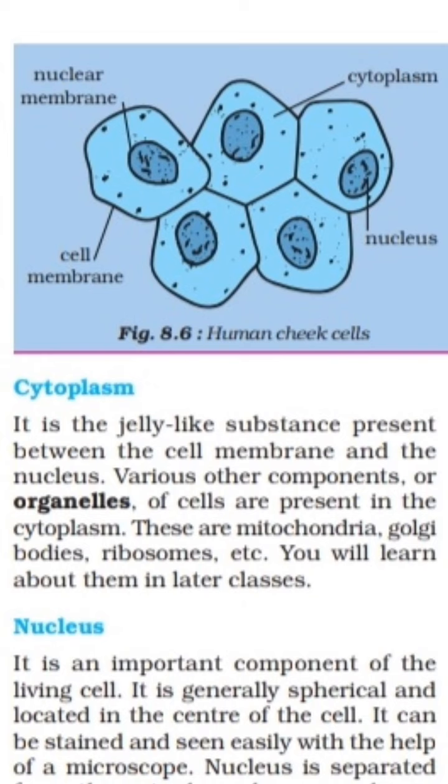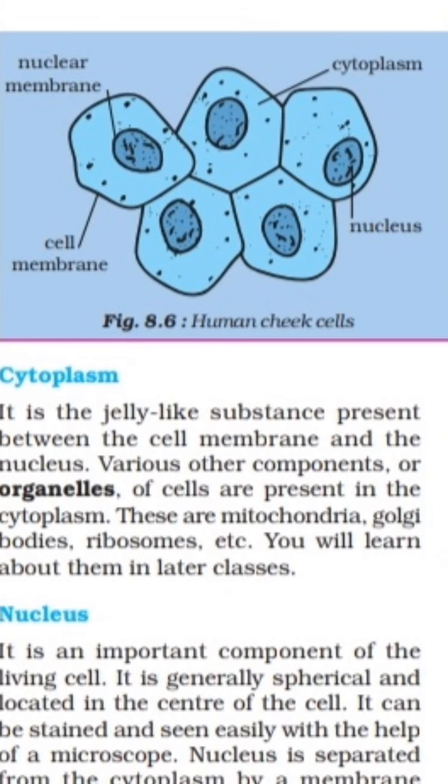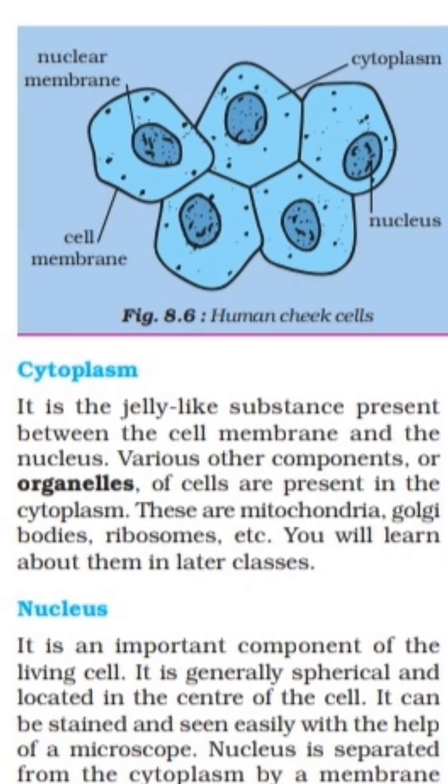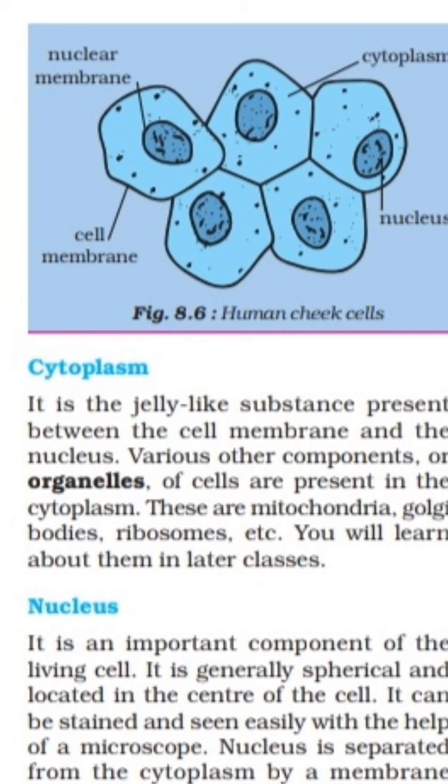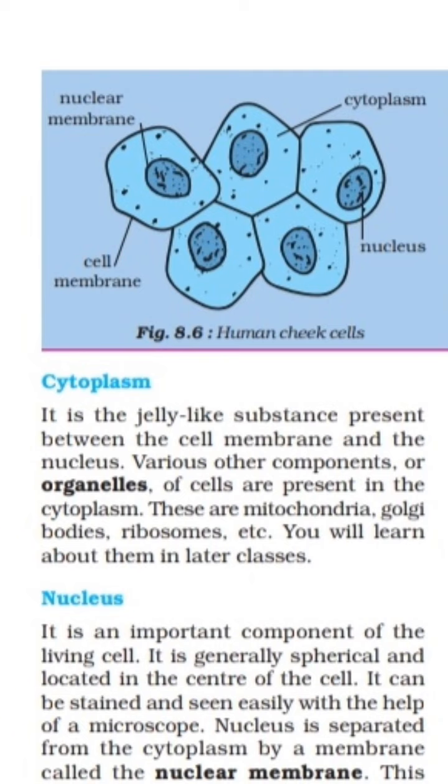Various other components or organelles of the cell are present in the cytoplasm. They are shown here by the small dots mentioned in the cell, and these are called organelles, other components of the cell. These are mitochondria, Golgi bodies, ribosomes, etc. You will learn about them in later classes, and we will learn about the mitochondria, Golgi bodies and ribosomes in the next classes.